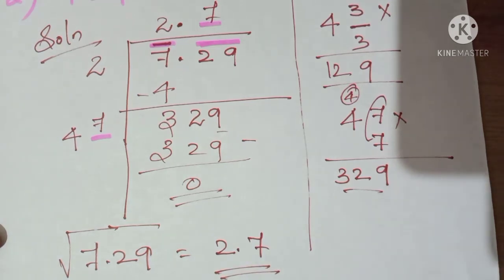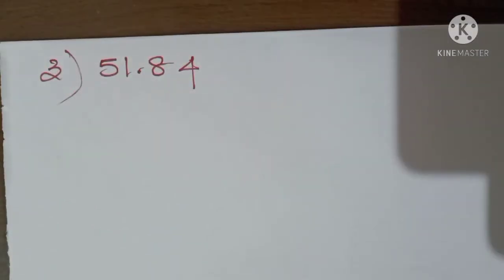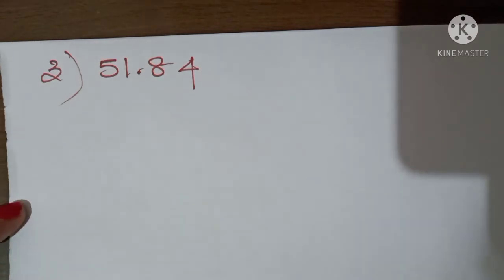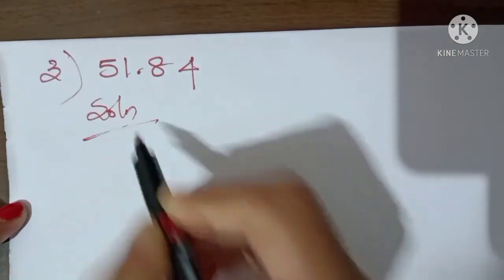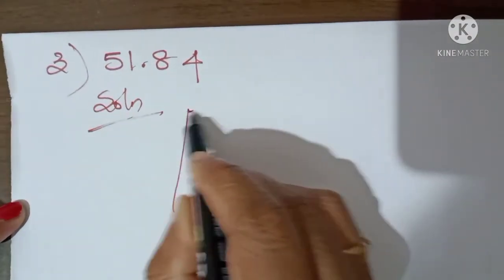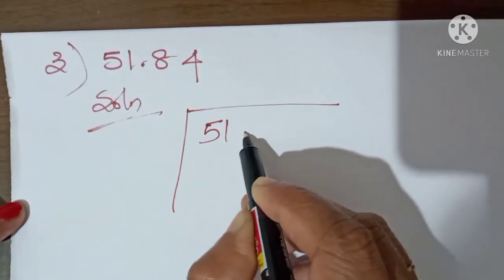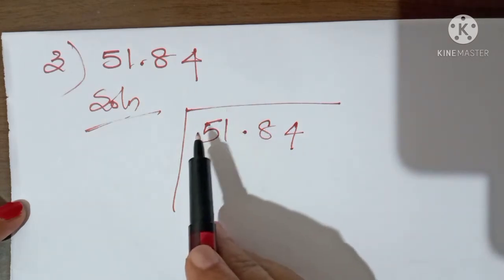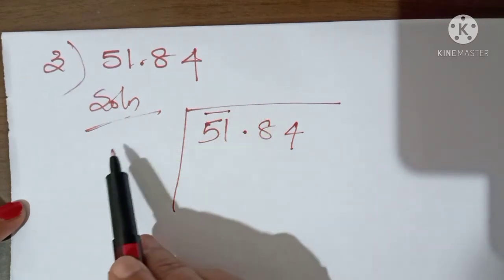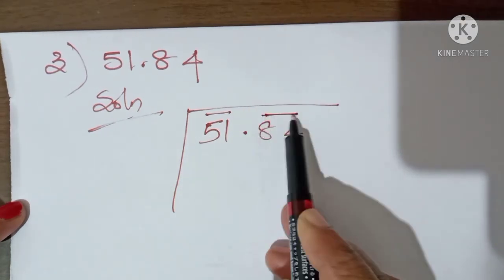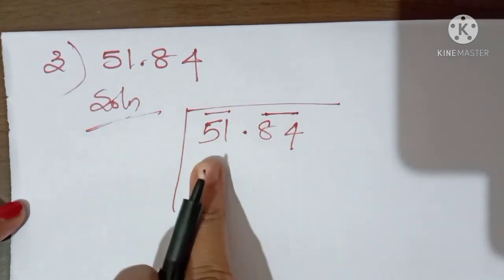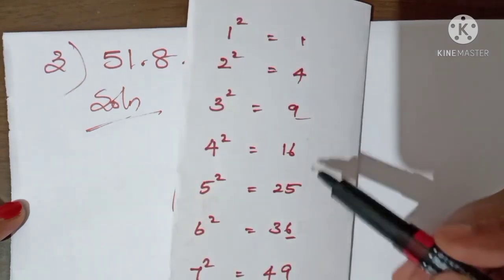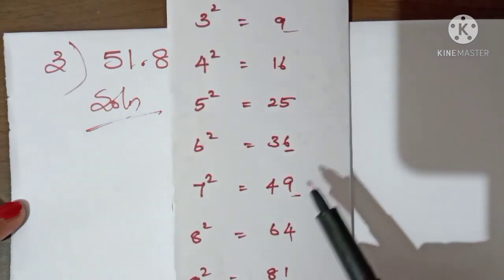So we'll see one more example problem. The next problem is 51.84. So what do we have to do now? We have to do division, right? 51.84. First you want to do pairing. You will pair from before the decimal point. So this is one pair, and here no number, so next we will go here. So this is one pair. Here this is 51, right? So we'll check 16, 25, 36, 49 and 64.